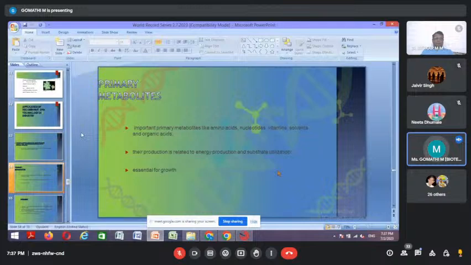Important primary metabolites like amino acids, nucleotides, vitamins, solvents, and organic acids are produced by rDNA technology in industries. And these primary metabolites are used for growth of cells and organisms.